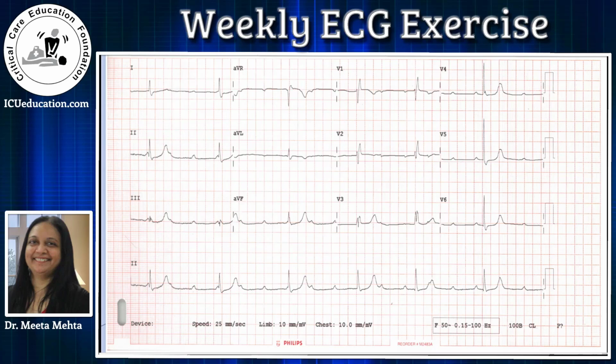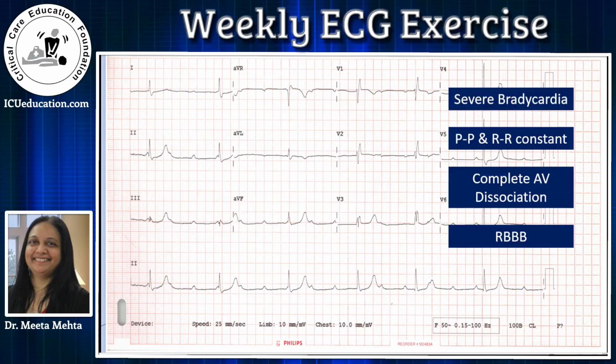Now, the RR interval is fairly regular. Let us see what is happening to the PP interval, whether it is regular or not. Here it is fairly regular. So you have here severe bradycardia, a fairly constant P to P interval and R to R interval, but there is no correlation between the P waves and the R waves.